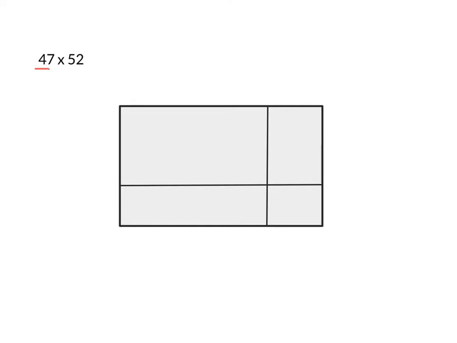4 in the tens place is equal to 40. 7 in the ones place is equal to 7. We're multiplying that by 52. When we decompose 52, 5 tens is 50, and 2 ones is just 2. So in each of these separate boxes, we'll multiply the top and the side by each other.